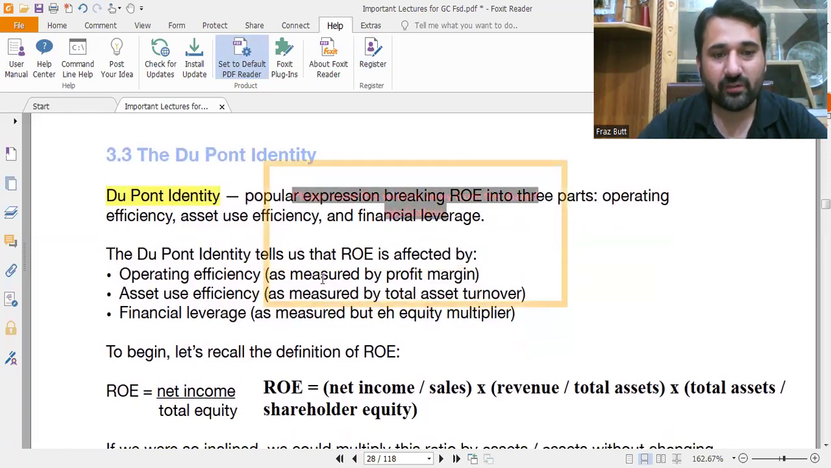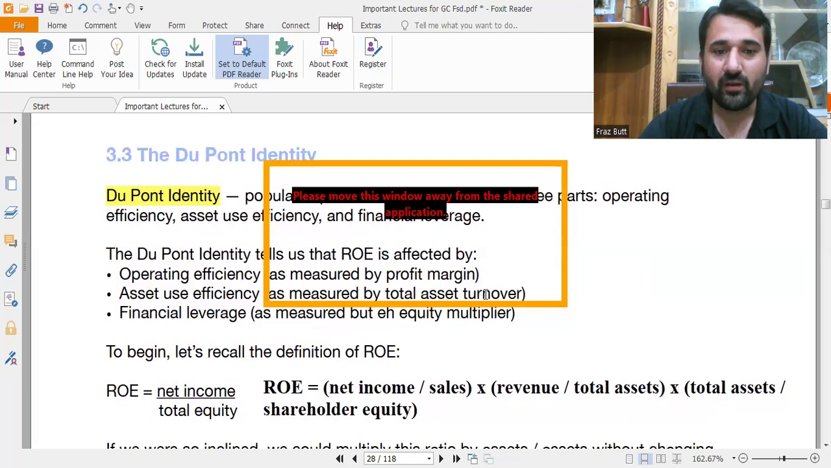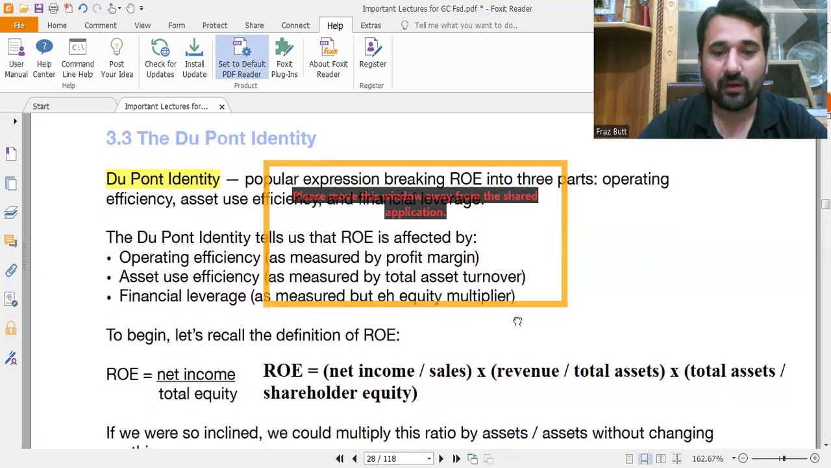The operating efficiency is measured by profit margin, as I told you. Asset use efficiency is measured by total asset turnover. Total asset turnover means how much income, how much profit you have generated from your assets. And leverage is measured by the equity multiplier.